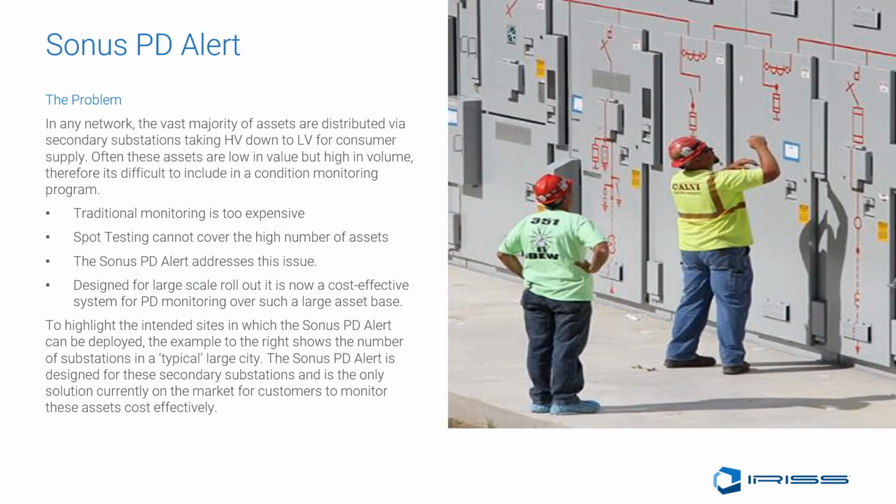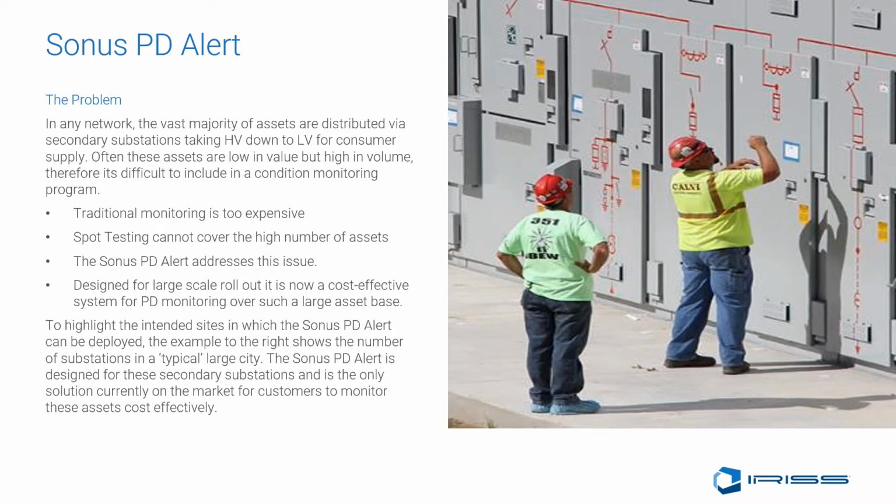The problem: in any network, the vast majority of assets are distributed via secondary substations, taking high voltage down to low voltage for consumer supply. Often, these assets are low in value but high in volume. Therefore, it's difficult to include in a condition monitoring program. Traditional monitoring is too expensive. Spot testing cannot cover the high number of assets.